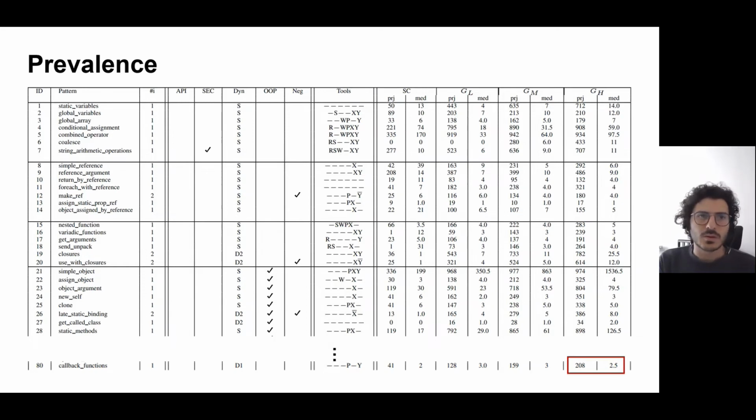In our paper, we have a long table with the details of the patterns. For example, the dimensions of the patterns, the tool's behavior, and the occurrence of these patterns in the different sets of projects in our dataset. For example, we can see the example that we already discussed about call_user_func_array when the name of the function is defined statically. Out of 1,000 projects that have more than 1,000 stars, there are 208 projects that use this feature, with a median of 2.5.